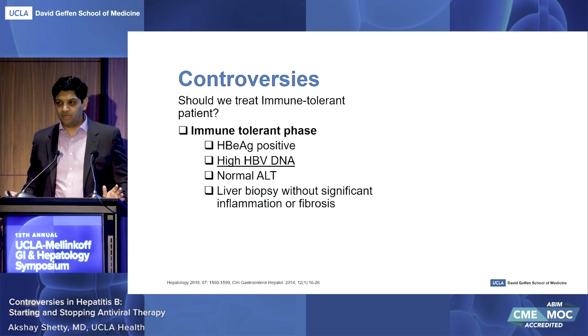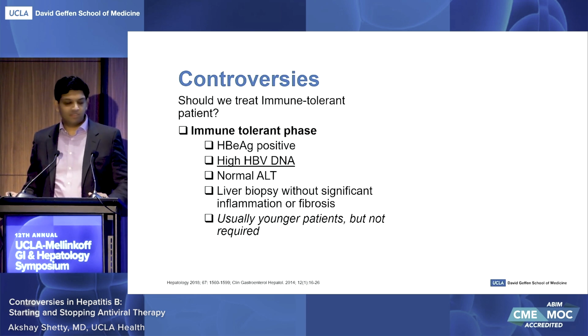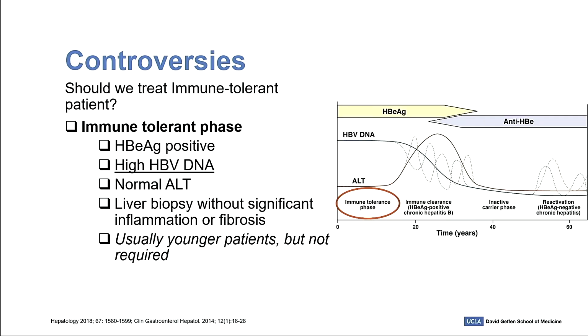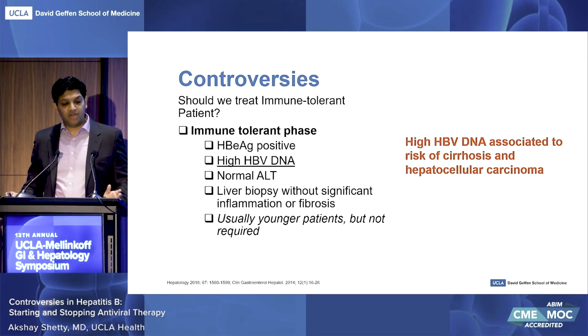The majority of these patients tend to be on the younger side. Age plays a key role, and I'll go over why in a second, primarily due to HCC risks, okay? And a younger patient is defined differently across different societies. AASLD defines a young patient as less than 40. If you look at the European guidelines, usually patients less than 30 are defined as younger patients. So again, this is the immune tolerant phase early in the disease where their DNA levels are high, ALT levels are normal. So why the controversy really is that high Hep B DNA has been associated with a higher risk of cirrhosis and a higher risk of HCC in natural history studies.